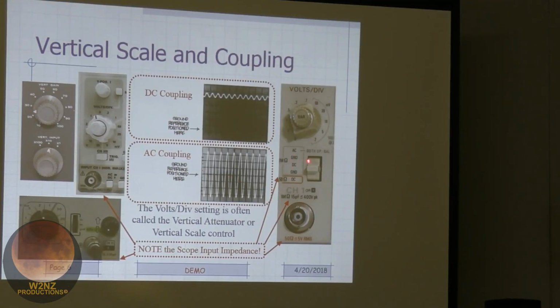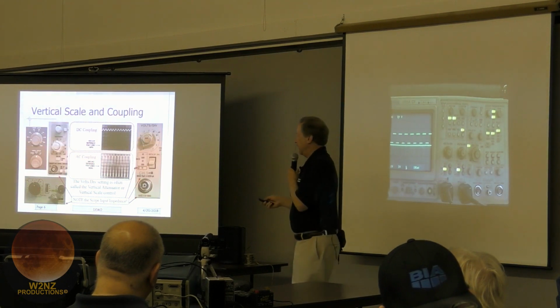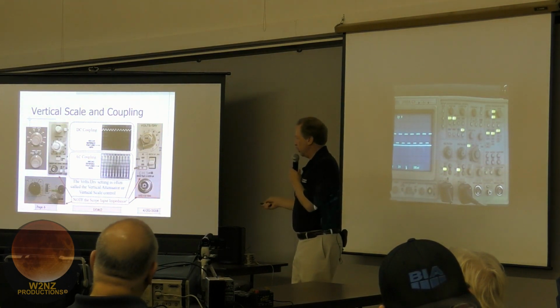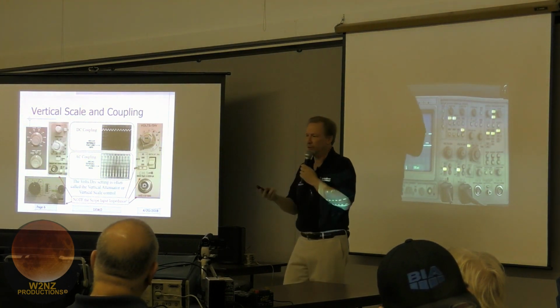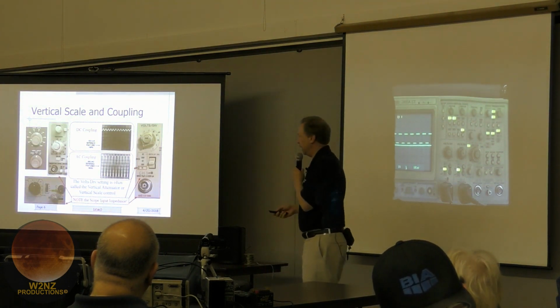Many scopes will have coupling or termination controls. Most of the scopes will have a 1 megohm input impedance. That's kind of standard with all scopes. But some of the higher bandwidth scopes will also have a switch to give you a 50 ohm termination, like we need for RF, and that's the reason why it's there.